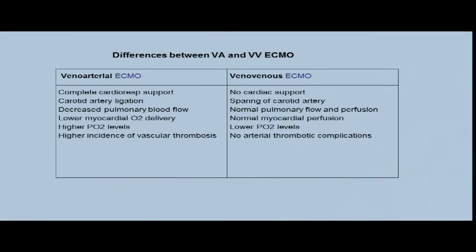Now, what are the differences between VA and VV ECMO? The major difference, I will say, is that the VA can actually be used for cardiac support. So apart from respiratory support, you can have cardiac support with VA. VV is basically for respiratory support, and the advantage also is that you spare the carotid artery. If you are sparing the artery, there will be no risk of arterial thrombotic complications. However, it has lower PO2 levels, normal myocardial perfusion, and normal pulmonary flow and perfusion.